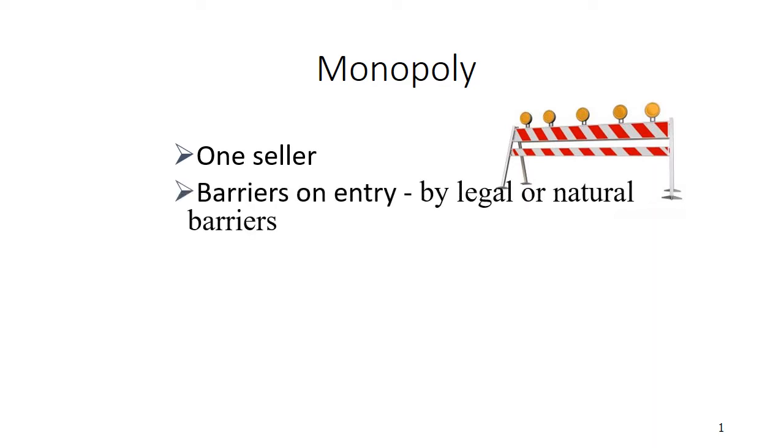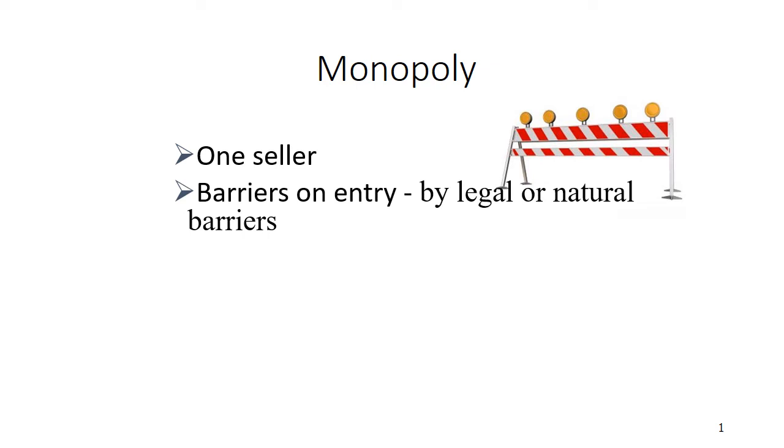Today we are going to discuss the monopoly market structure. First, we will see what the features of the monopoly market structure are. In the monopoly market structure, there is only one seller. It's a basic feature of monopoly structure.